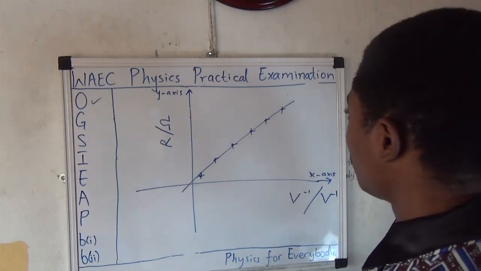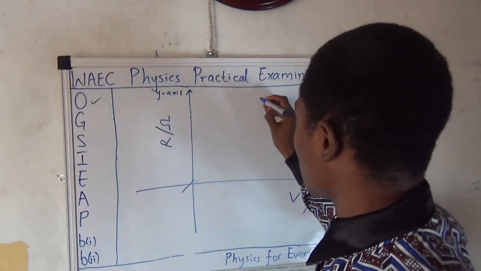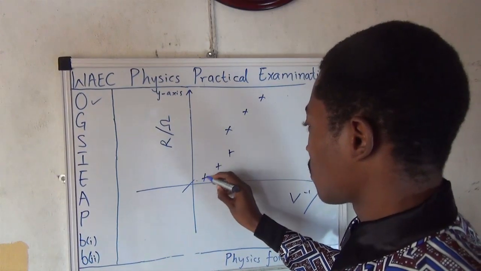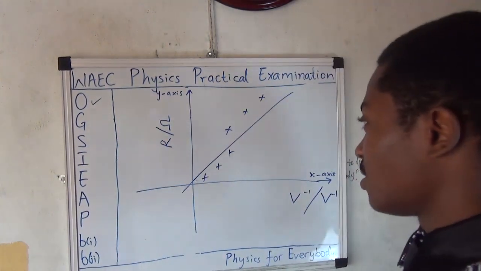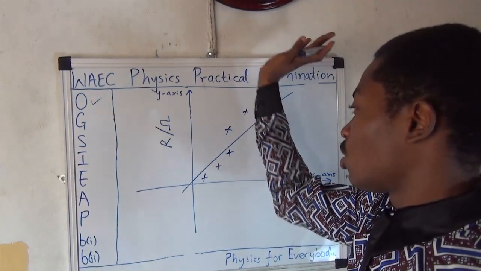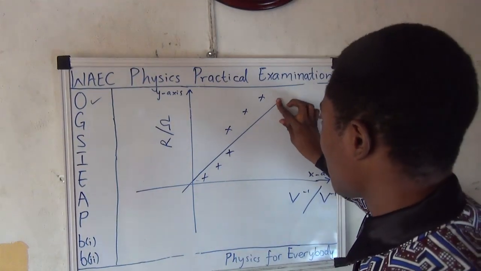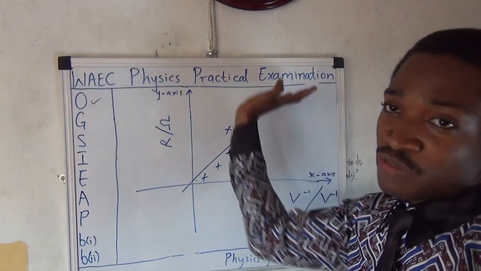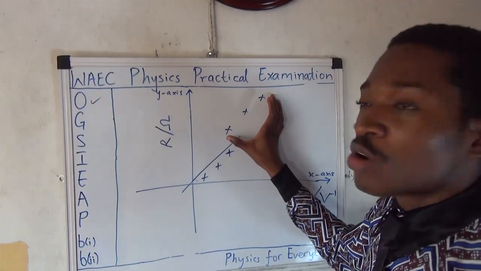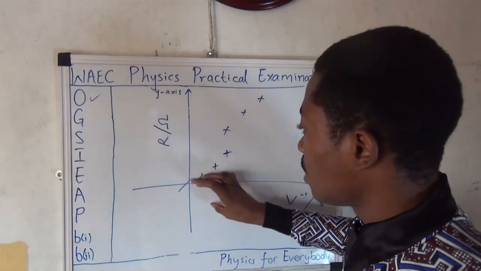Okay, let me draw another one. Let the wrong ones come in. Let's assume you have your points like this. And you draw your line of best fit like this. This is very wrong. You have three points to the top, 3 points to the bottom. This is very, very wrong. You don't draw your line of best fit like this in a situation like this. You have 3 points falling to the left, 3 points falling to the right. The 3 points that are falling out must not be concentrated at one end. This is not a good line of best fit.